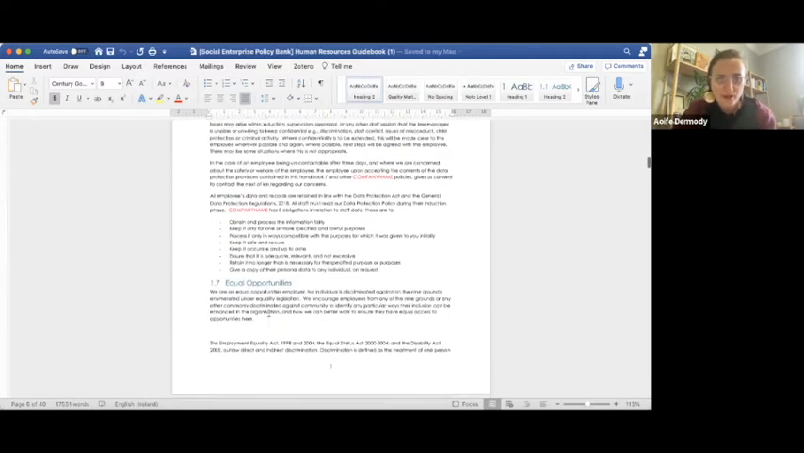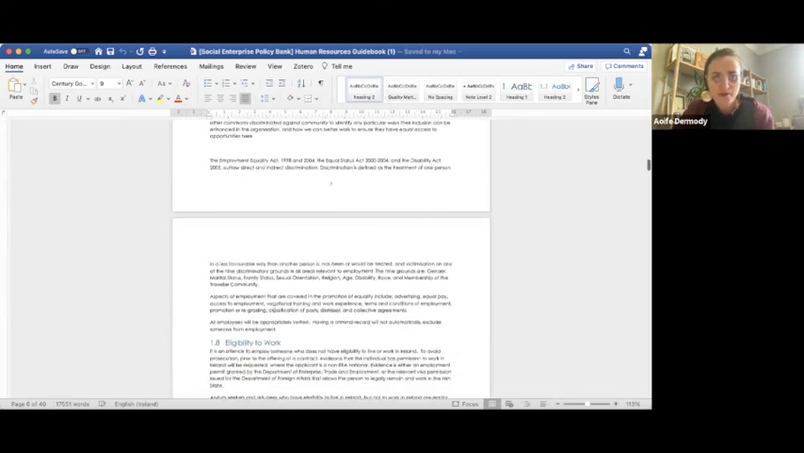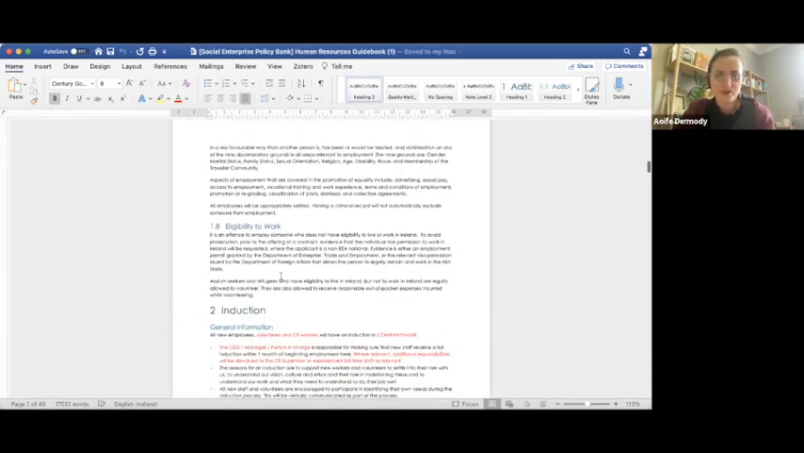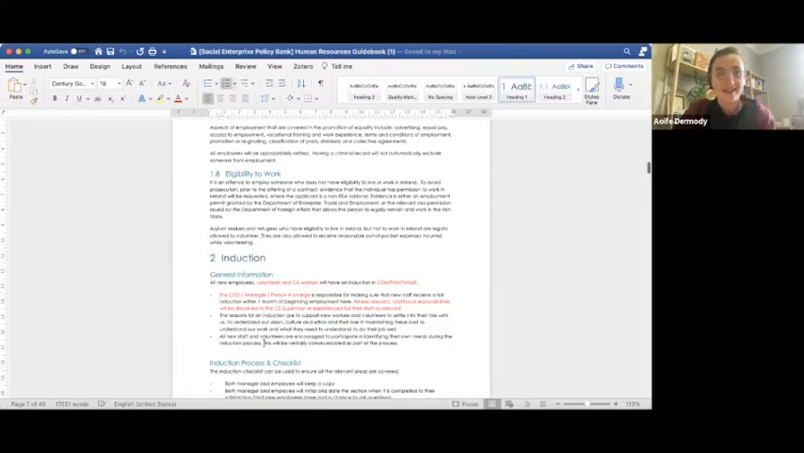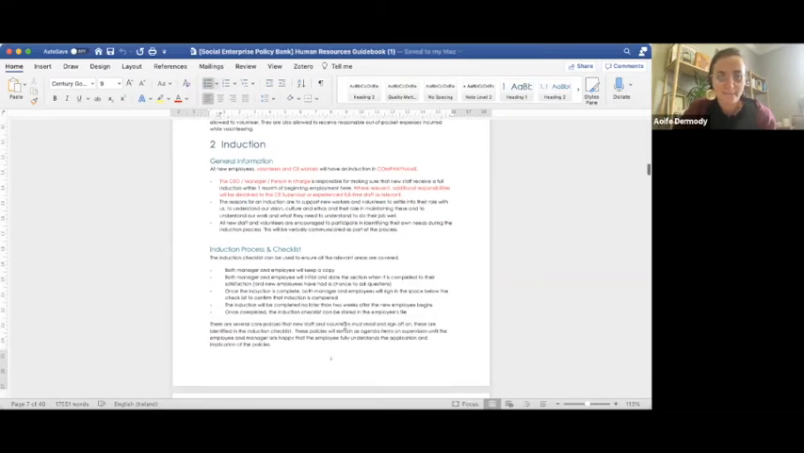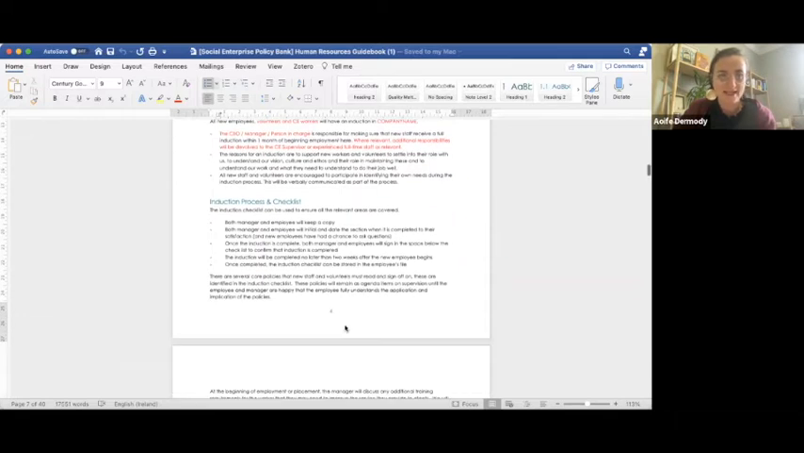There's sections on record keeping. There's a section on equal opportunities, and then eligibility to work. So here we get into induction. So you may have a formal induction process or you may not. We've put in what is good practice in induction, and you'll adapt it as you need to reflect the reality of your organization. Definitely changing the red text, maybe approving or changing the black text.